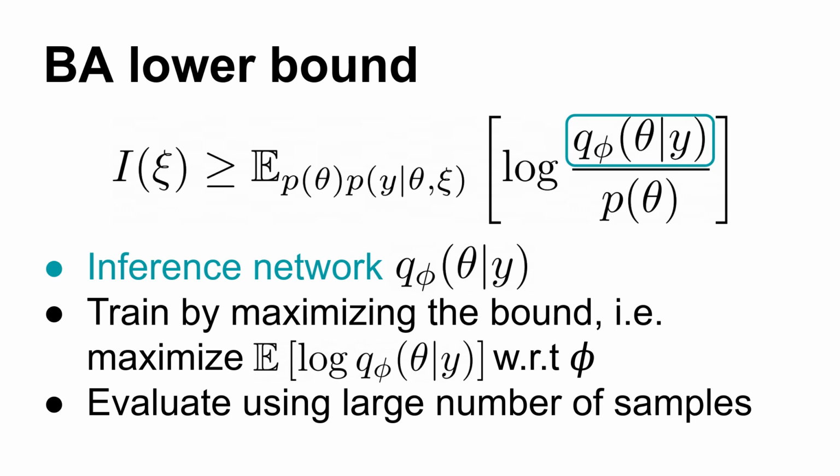For any q phi of that form, we have this variational lower bound in that the EIG is larger than this expectation. That allows us to train phi by maximizing this bound using stochastic gradient, and it really looks like maximum likelihood learning. We can see that we're going to get the best estimate of EIG when the bound is at its maximum, and at that point we use a large number of samples on the right hand side to evaluate our point estimate of EIG.